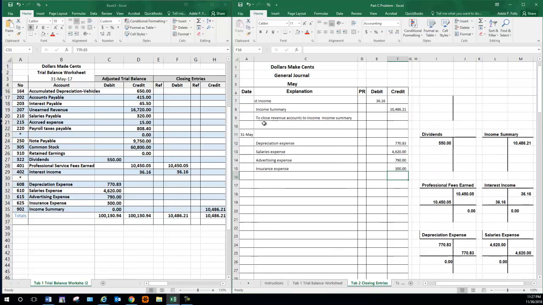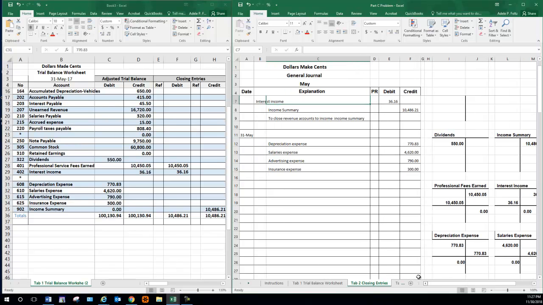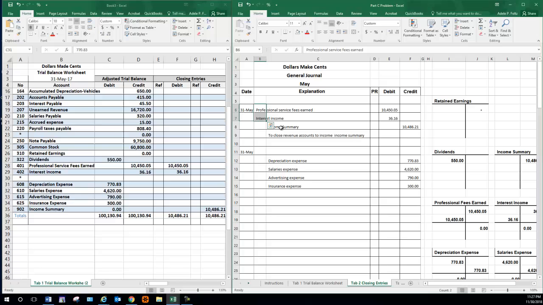Okay, but we don't balance. So what we're going to do is the same thing we did with income up here. When we debited our revenue accounts, we credited income summary for the total. We're going to do the same thing, but this time we credited all of our expenses. So we're going to add them all up, and that comes out to $6,480.83. And we are going to close that to income summary.